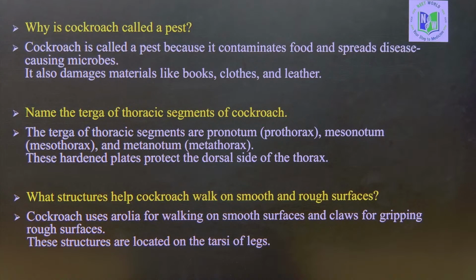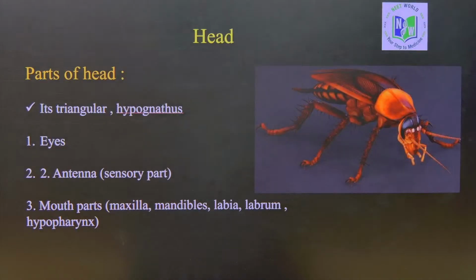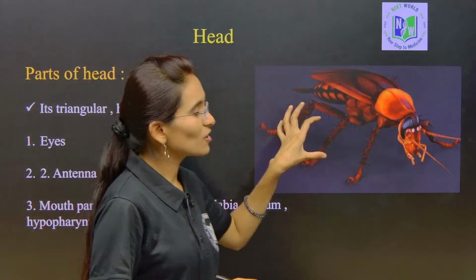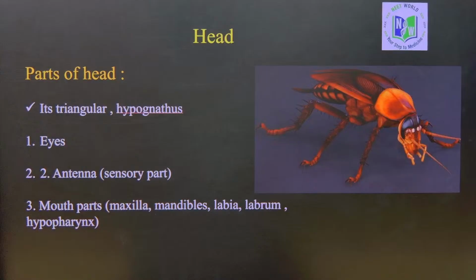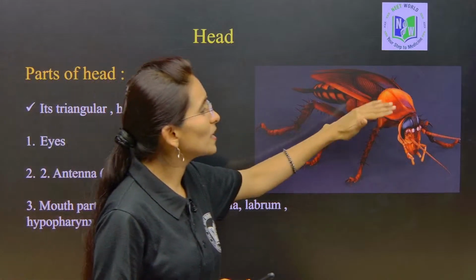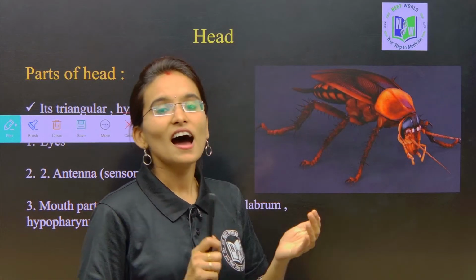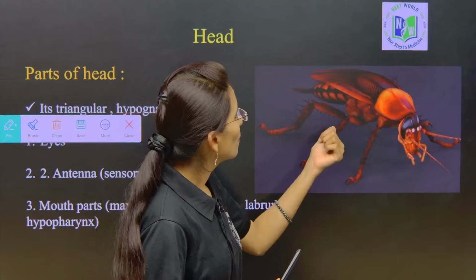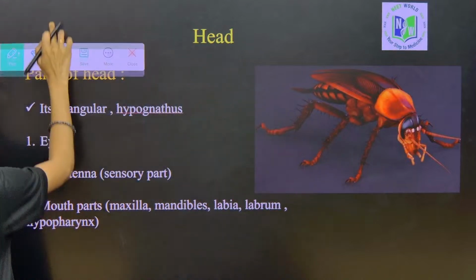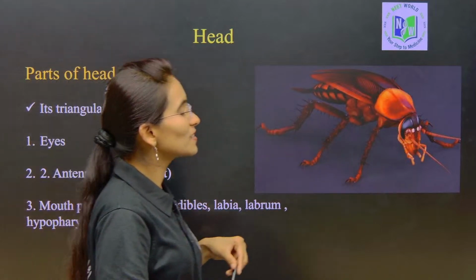Which plates are called the dorsal plates and which plates are called the ventral plates? Students, look into this particular Periplaneta americana displayed over here and just answer me which parts will be present on the dorsal side and which parts will be present on the ventral side. Don't be confused, my dear students.